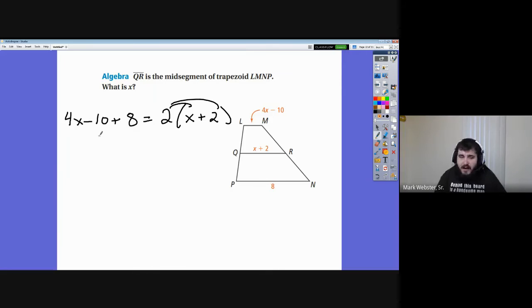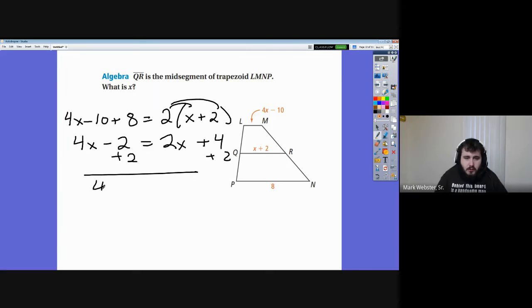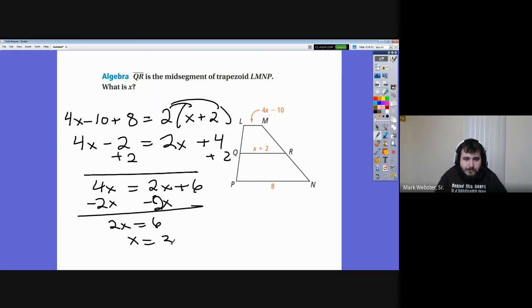-10 and 8 is -2, right? Distribute the 2 here. 2x plus 2 times 2 is 4. So much easier to do. Look at how much easier that was.